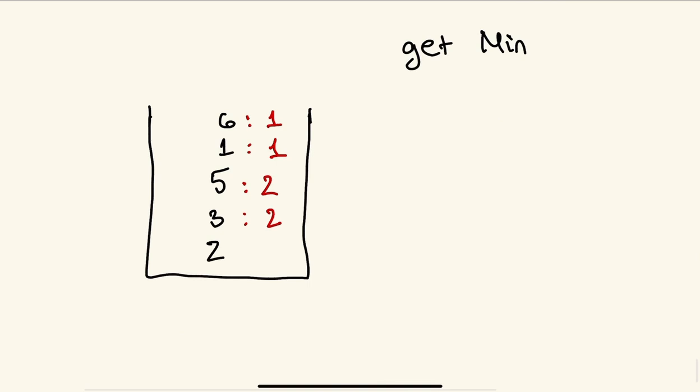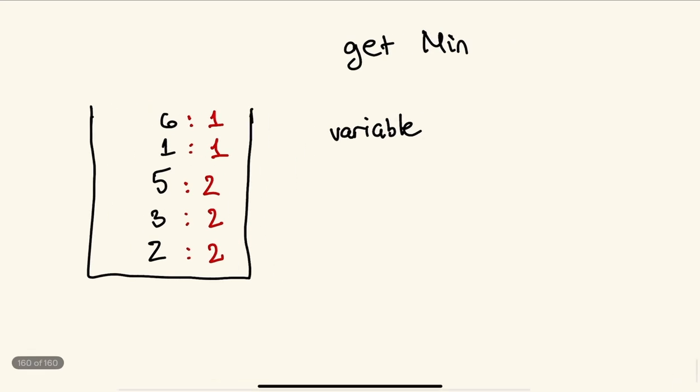So the thing you have to know is that in order to get the minimum value, we must have some kind of variable to store the minimum value of each state. By state, I mean which element is at the top. That's very important. You're going to see that the state is changing.